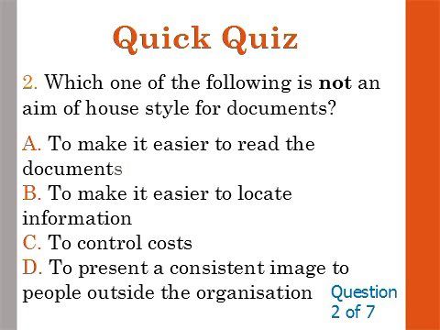Question 2. Which one of the following is not an aim of house style for documents? A. To make it easier to read the documents. B. To make it easier to locate information. C. To control costs. D. To present a consistent image to people outside the organization.